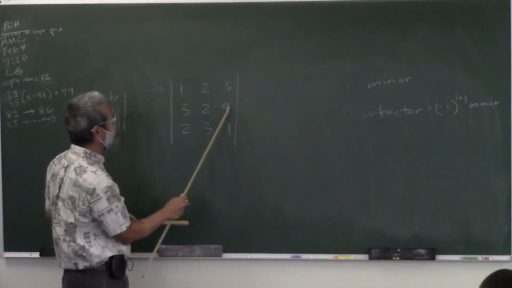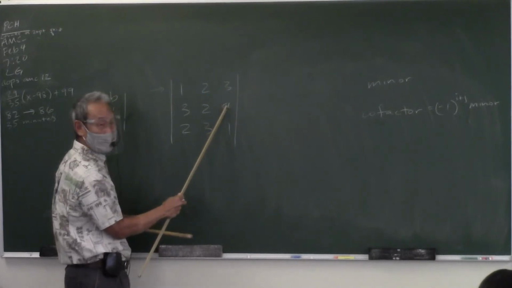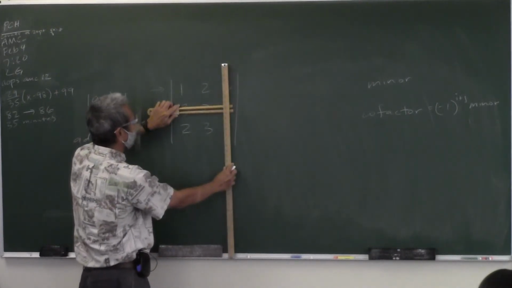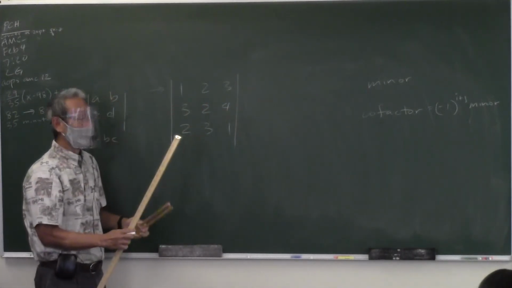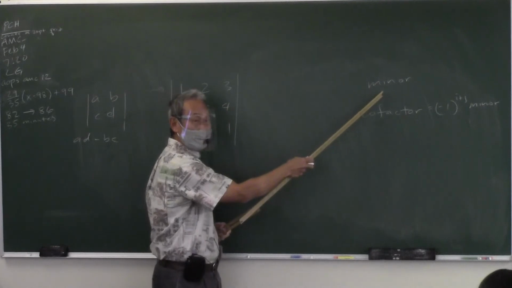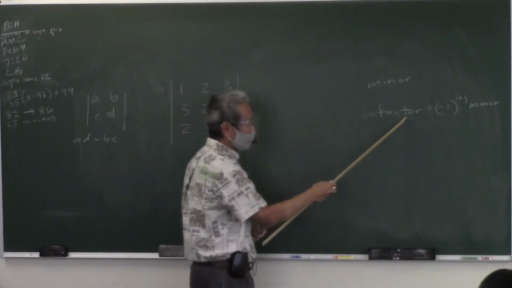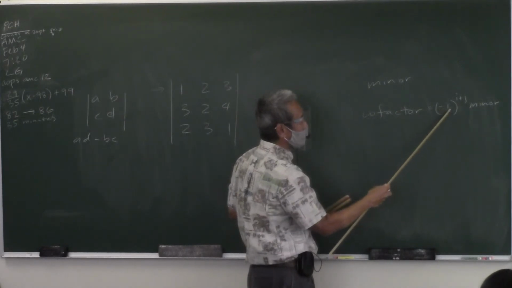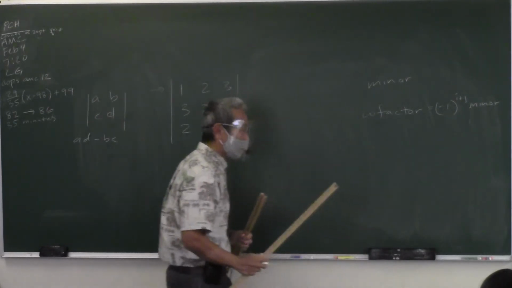What about this 4 right here? What would be the minor of this element? Cross out the row and column that it's in. And what do you get? 3 minus 4 is -1. Okay, now that's how you compute a minor. But a cofactor is the minor multiplied by -1 to the i plus j. What the heck is that?